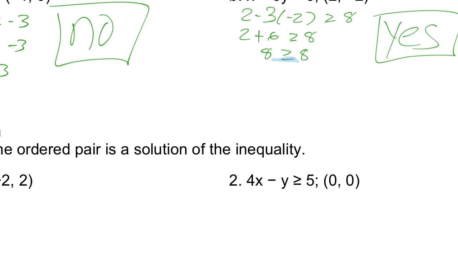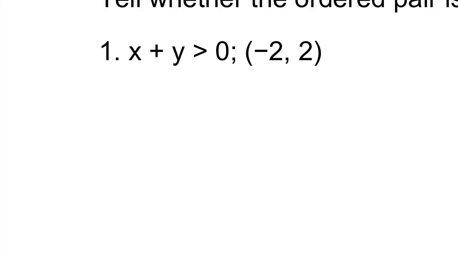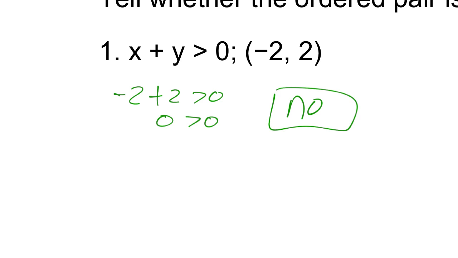So there are some on your owns right here. Go ahead and pause the video, and then when you unpause it, I will go through these ones as well. All right, welcome back. Let me quickly go through these ones. So this first on your own, you would have -2 plus 2 is greater than 0. 0 greater than 0. No, that's not true because 0 is actually equal to 0.